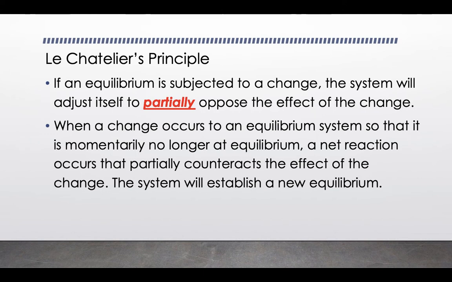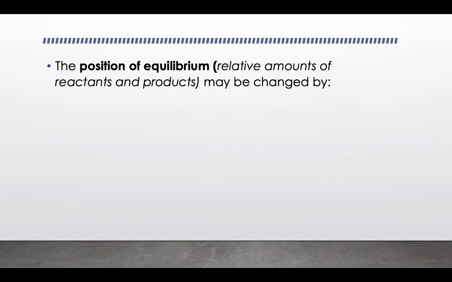So for example, if an equilibrium has already been established and you change the system by adding one of the reactants, then the system will partially counteract the effects of the change. What's the effect of change? Added reactants. So the system will react in a way that consumes more of the reactants so as to reach a new equilibrium.